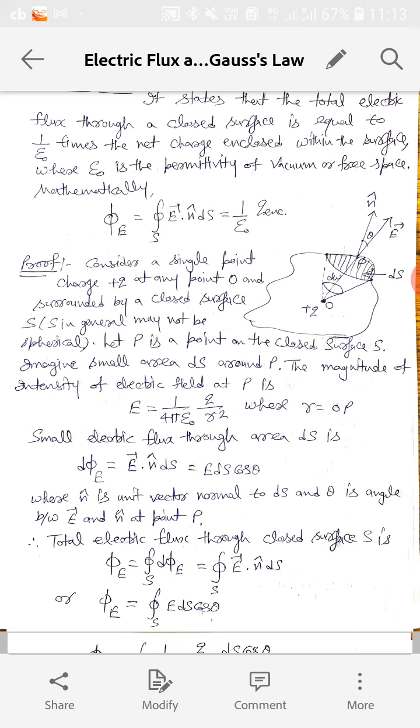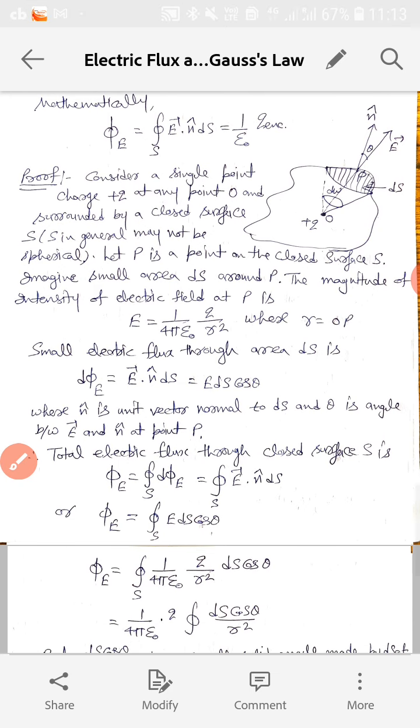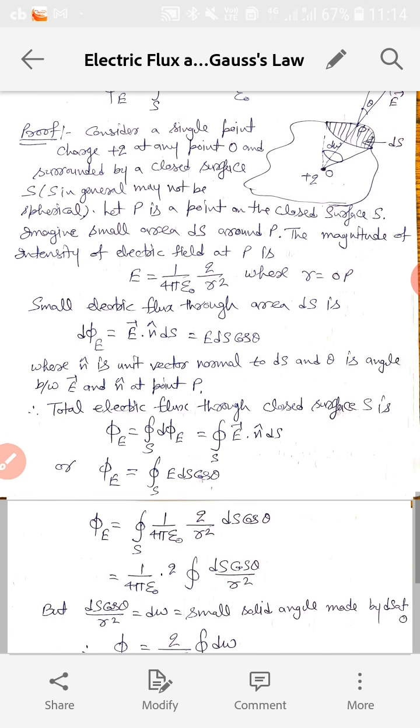We can rewrite it like this: phi e will be the surface integral of E ds cos theta, and this E we have just calculated is q over 4 pi epsilon 0 r square. Now substitute the value of E in this. Again, this 1 by 4 pi epsilon 0 and the fixed charge are constants, so they can be taken outside the integral. What we are left with, the total electric flux, will be q over 4 pi epsilon 0 times the integral of ds cos theta by r square.